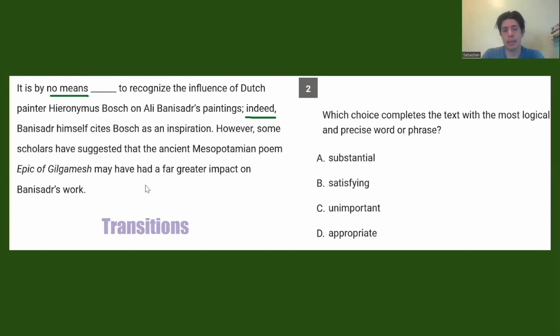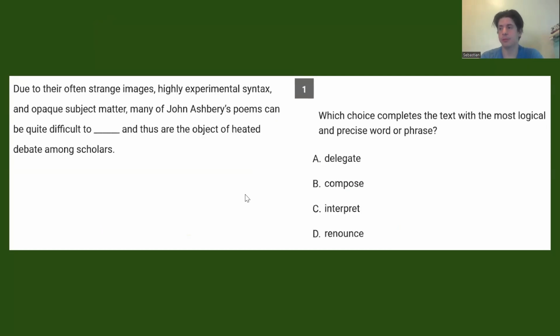Also, we should think about how this is about transitions with the "indeed" and the "however," right? And then we want to go with, so it's not going to be substantial. And it won't be satisfying, doesn't really make sense. And then we're left with unimportant and appropriate. So they're talking about the importance or not of the influence. So it makes sense to go with unimportant because it's saying by no means unimportant. So it's this double negative that ends up not saying that he is important, but he's not totally irrelevant, right? So we're going to go with C here. Okay. And then for each of these questions, you can try them on your own first, think about the rules, and then see how I sort of think them through.